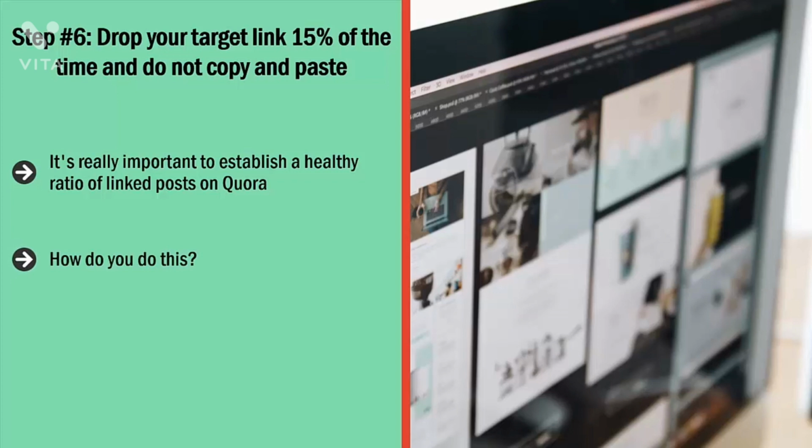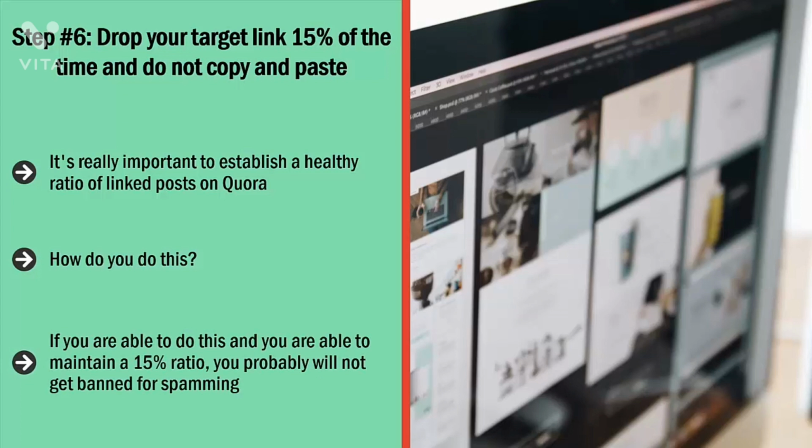How do you do this? Only 15% of your total posts link to your own pages. The rest link to other third-party content or do not have links at all. Also, none of your posts are simple copies and pastes of each other. You're not just using some template over and over again. If you are able to do this and maintain a 15% ratio, you probably will not get banned for spamming. I can't guarantee anything, but the chances of you getting banned are going to be lower than people who just drop a link every time they post.